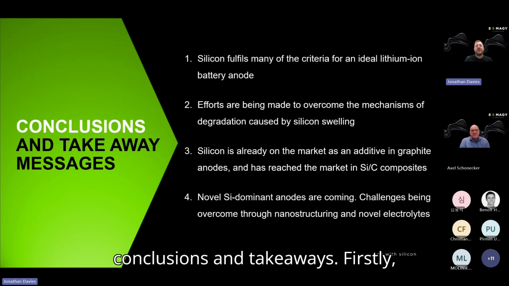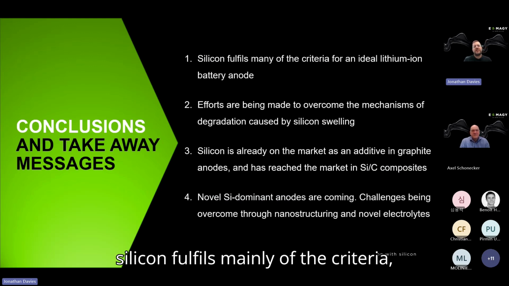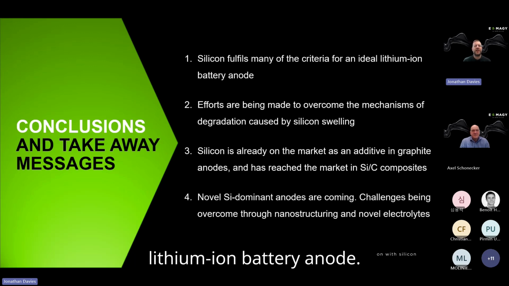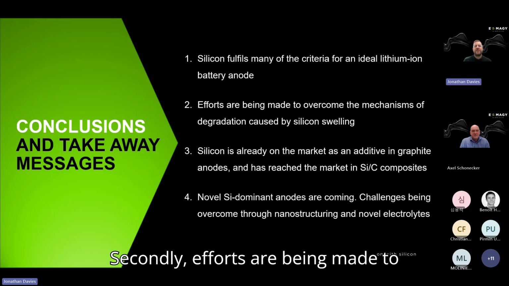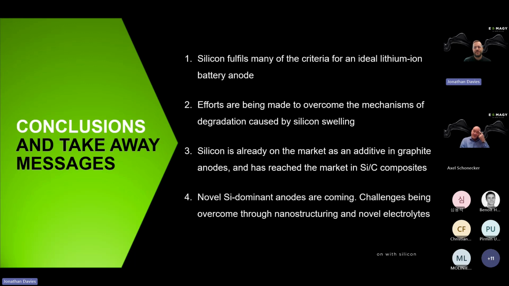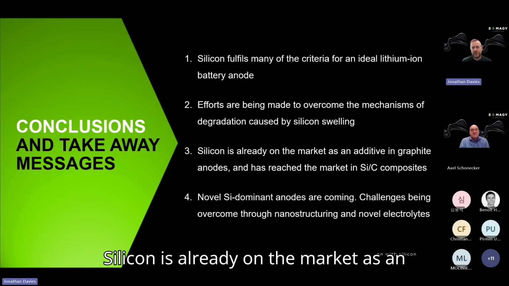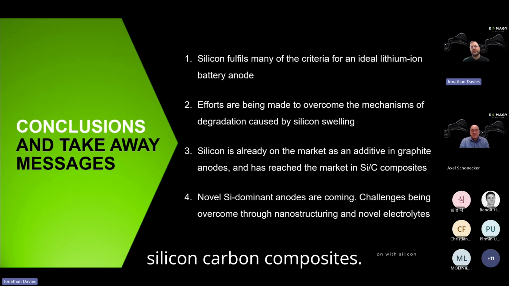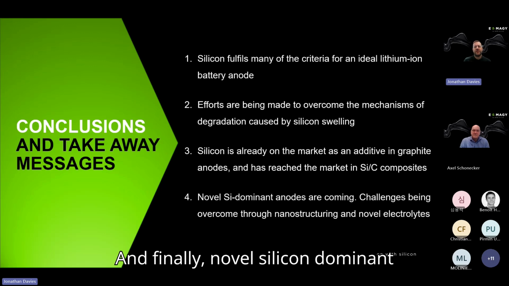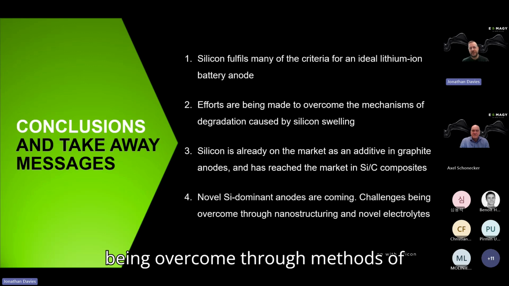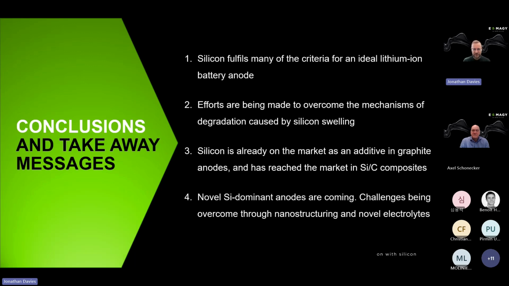Just a few conclusions and takeaways. Firstly, silicon fulfills many of the criteria for an ideal lithium-ion battery anode. Secondly, efforts are being made to overcome the mechanisms of degradation caused by the silicon swelling. Now, silicon is already on the market as an additive in graphite anodes and has reached the market in silicon carbon composites. And finally, novel silicon-dominant anodes are coming, and the challenges are being overcome through methods of nanostructuring and also through the use of novel electrolytes.